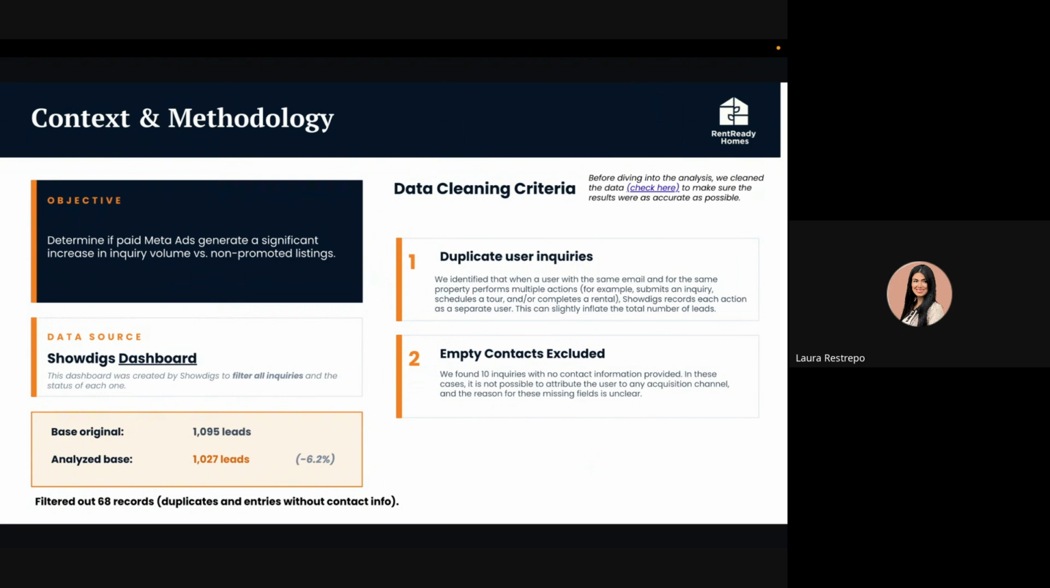So we have all of the data. We cleaned all of the data, so we have 1,027 leads. So can you go to the next one, please, Pau?